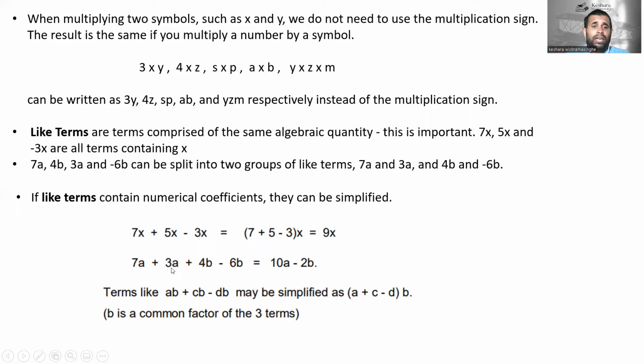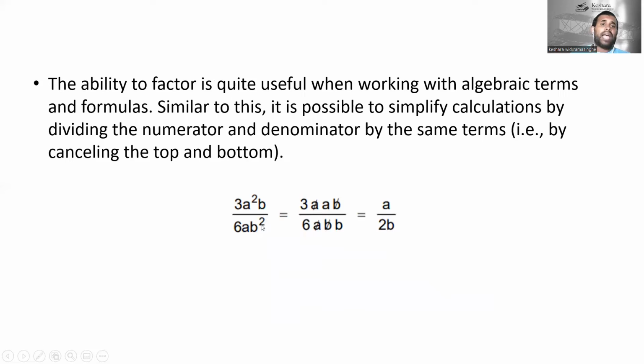All right, so example 7a, 3a, 4b, 6b, you can make it as 7a plus 3a, 10a minus 4b minus 2b. All right, so terms like ab plus cb minus db may be simplified as a plus c minus d into b, right? b is the common factor of the three terms. So the ability to factor is quite useful when working with algebraic terms and formulas.